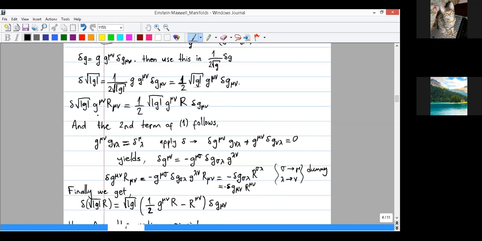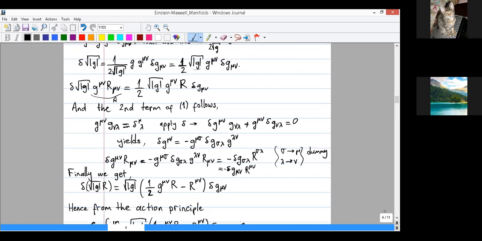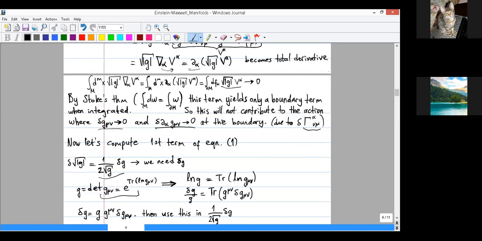Then we can apply this to the first term. This was already R, the Ricci scalar or scalar curvature. Then we end up with this part. Now concentrate on the second term of this variation. Let's see, this one.